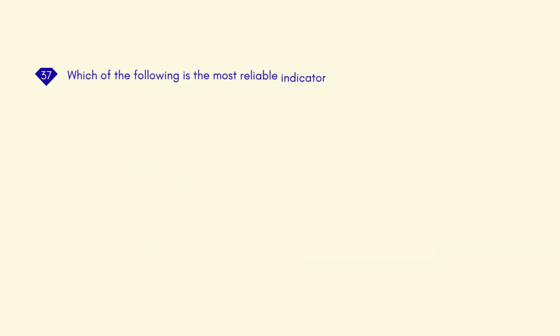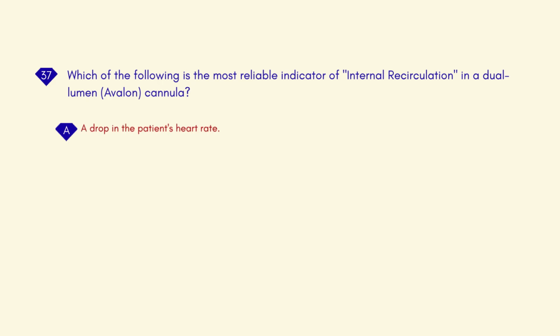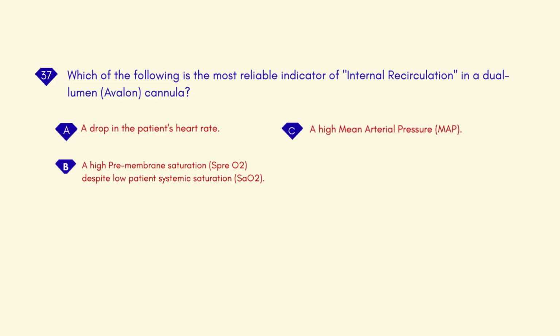Which of the following is the most reliable indicator of internal recirculation in a dual-lumen, Avalon, cannula? A. A drop in the patient's heart rate. B. A high premembrane saturation, SpO2, despite low patient systemic saturation, SaO2. C. A high mean arterial pressure, MAP. D. Bubbles in the venous line.